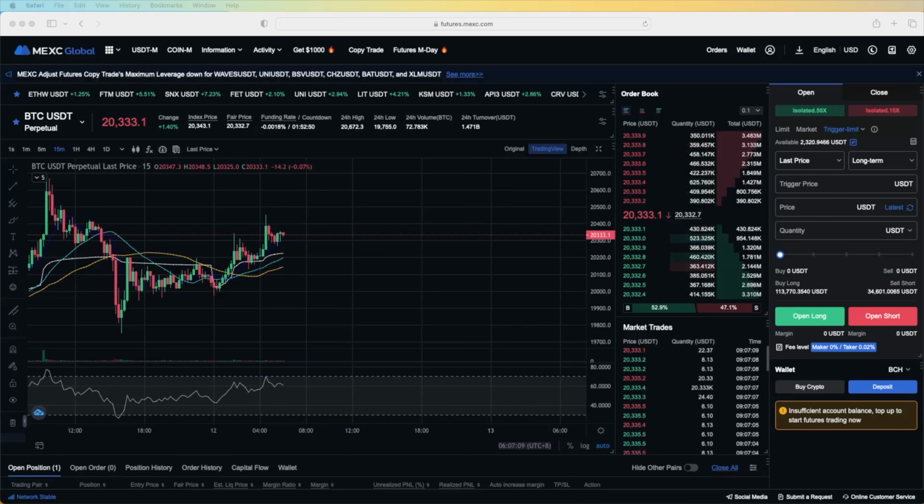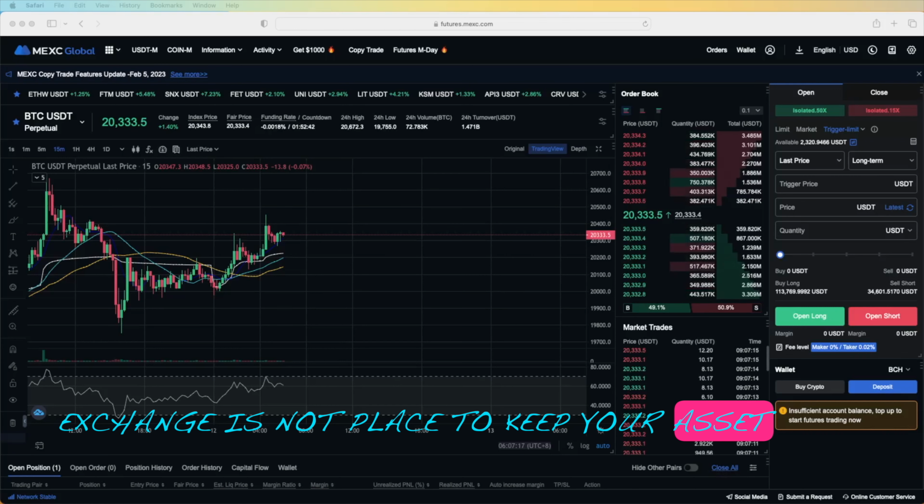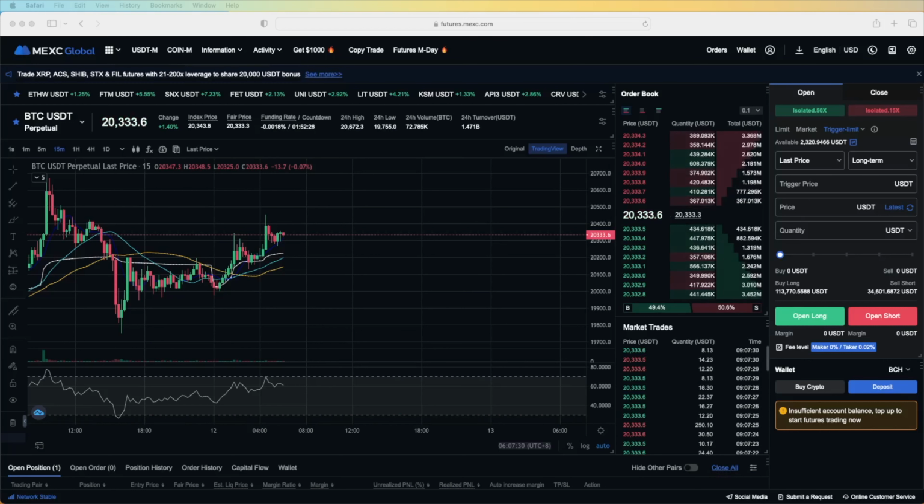First things first, an exchange is not a place to keep your assets. You should only put in the money that you're trading with for the day. If you have, for example, $10,000 for your trading, just put that $10,000 on the exchange. The rest needs to be transferred to a hard wallet or cold wallet.